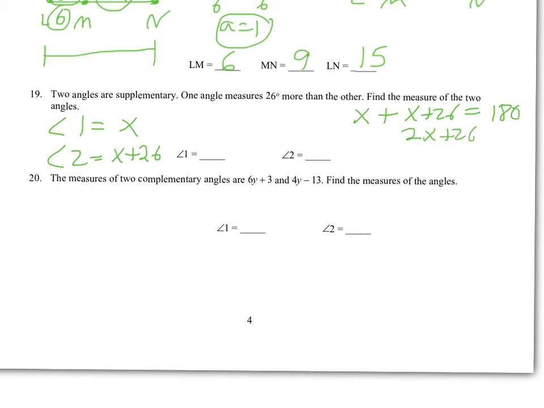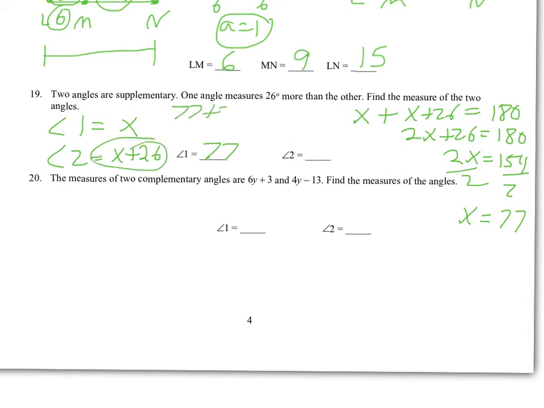2x plus 26, combine like terms. Subtract 26 from both sides, and we get 154. Divide by 2, and x equals 77. And what was x? Angle 1. So what's angle 2? Well, I need to plug it in here, so 77 plus 26 is 103.